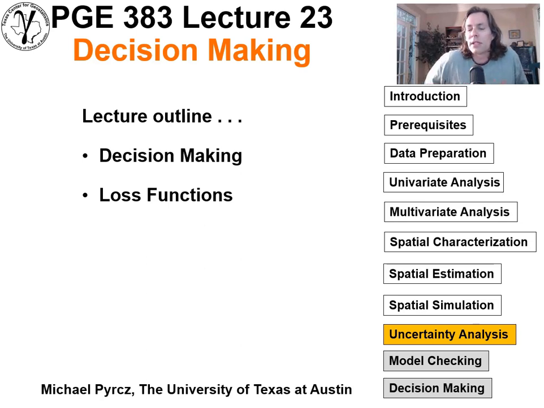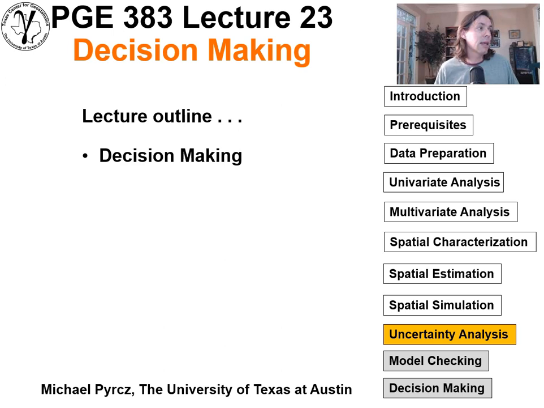Hey, howdy everyone. So up until now, we've talked about uncertainty. We've talked about how we build multiple realizations and scenarios to represent subsurface uncertainty. But now we're going to talk about decision making. How do we make a decision given an uncertainty model?